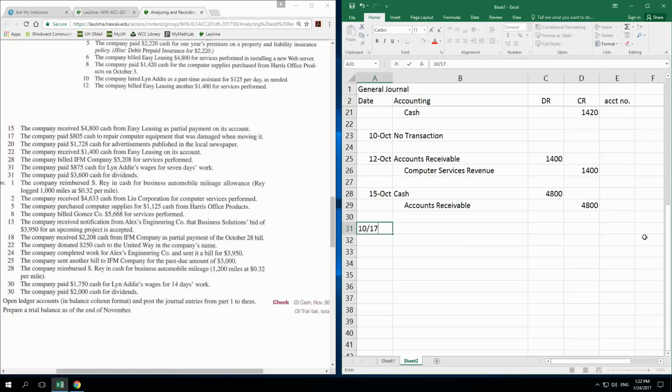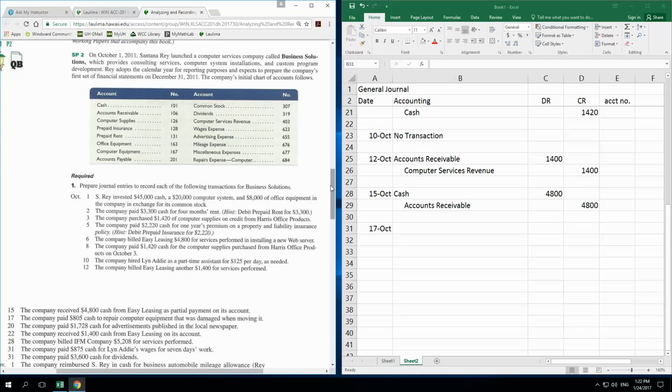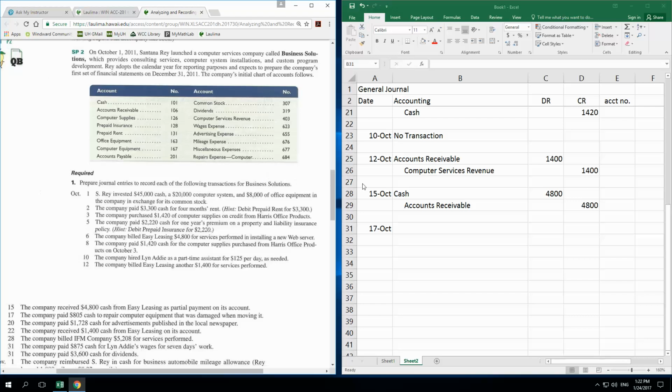October 17th, the company paid $805 cash to repair computer equipment that was damaged when moving it. Go back and look at your chart of accounts, right? It says we have repairs expense. So we can record a repairs expense. How do expenses increase? Debits or credits? Debit, right? So I'm going to debit repairs expense, computer.